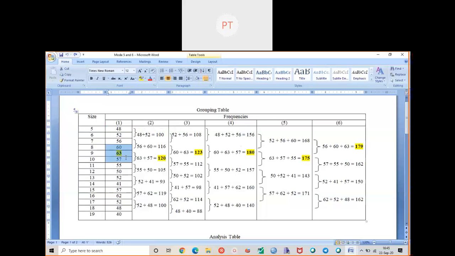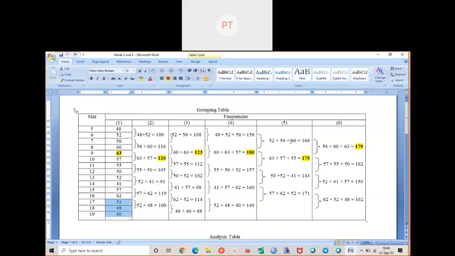Fourth, fifth, and sixth, 180. Seventh, eighth, and ninth, it will give you 157. 10th, 11th, and 12th, 160. 13, 14, and 15, it will give you 140. So this way we will prepare the fourth column.